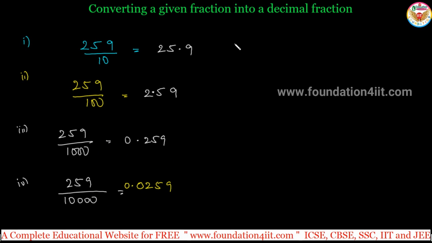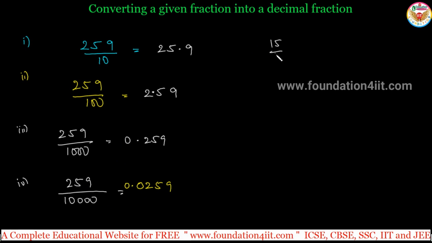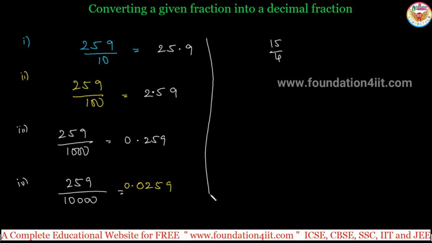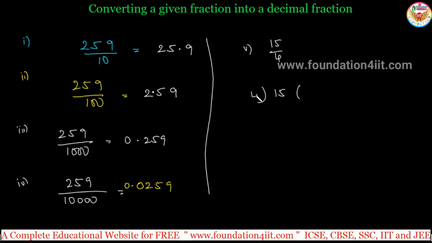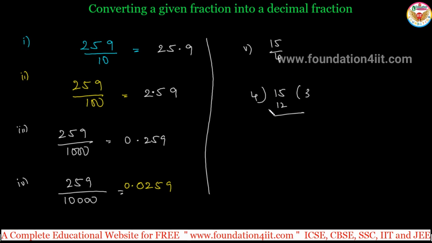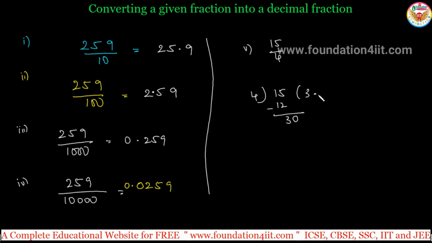Apart from this, for further examples, let us take 15 divided by 4. For this type we can do normal division. When the denominator of the given fraction is other than 10, 100, 1000, and so on, we have to do division by the normal method. 15 divided by 4: 4 threes are 12. 3 remains. Because there is nothing to take down, put 0 and keep the point.